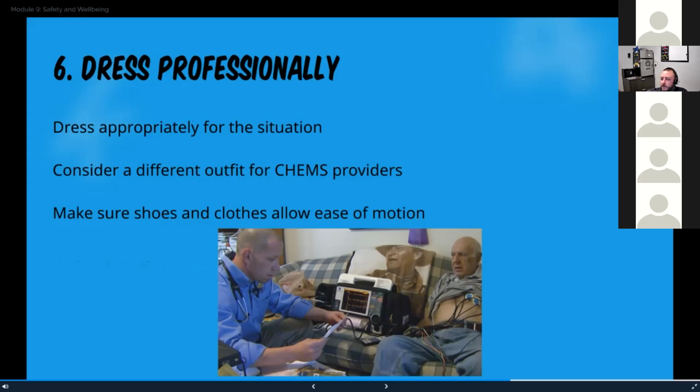Number six, dress professionally. Obviously, dress for the situation. Our chems providers had a little bit different outfit than our EMS providers. We had more of a khaki type look, shoes, and a polo. It just made it a little bit easier for us to move. It made it a little bit more comfortable because we're going to be there for a few hours.